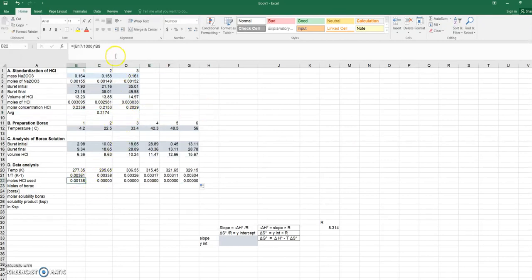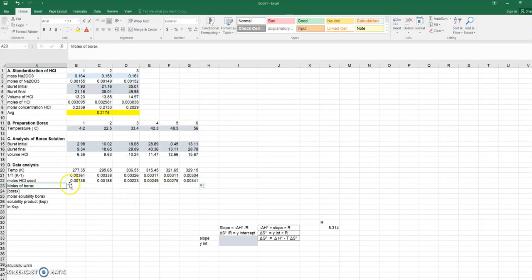So I'm going to go back to this cell here. If you put dollar signs here in the front of the B and the 9, it will divide only by this cell right here. I'm just going to put that yellow. So it's going to divide by that one. So again, now I'm going to recopy these across, and that has changed the values here. So I have this number of moles of HCl used, and those look reasonable to me.